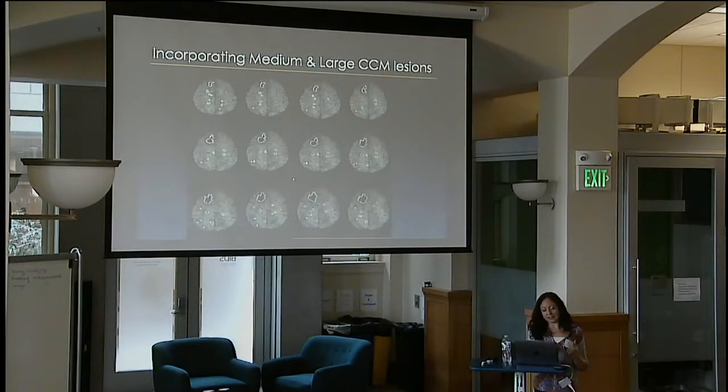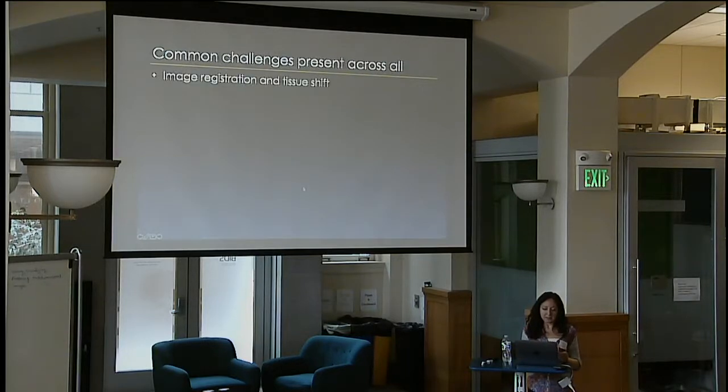And then we're trying to also incorporate other types of disease into these microbleeds and larger lesions into this network, and being able to segment them as well. And I'm going to end here with some things to think about for common challenges that are present across all these diseases. So we have image registration and tissue shift is always a problem.